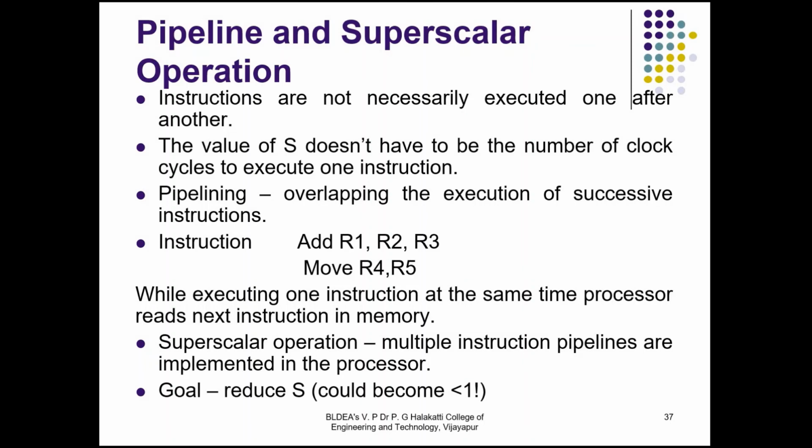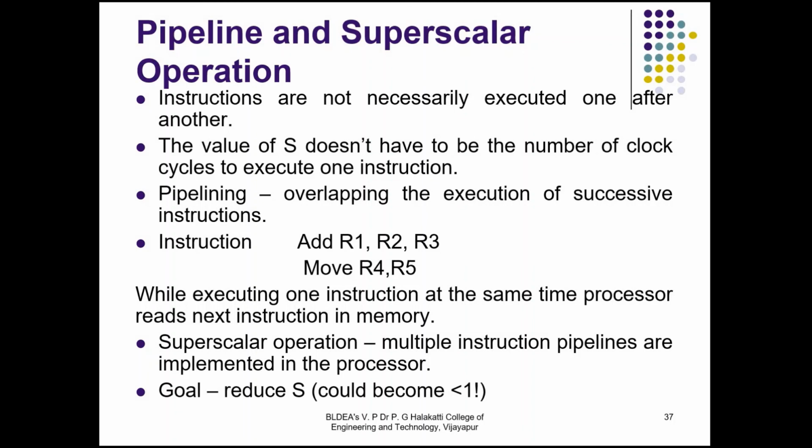Now, superscalar operation. What is superscalar operation? In superscalar operation, multiple instruction pipelines are implemented in the processor. So, what is the main goal? The goal is to reduce S. So, what is S? I hope you remember that it is the average number of basic steps needed to execute one machine instruction. So we can reduce S by using pipelining and superscalar processing.